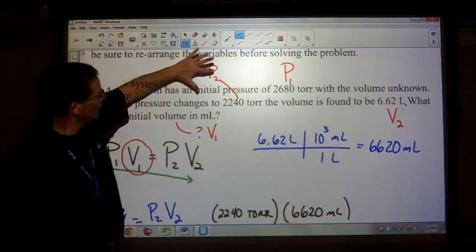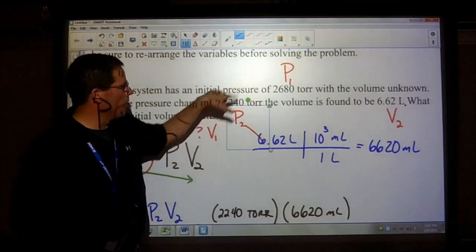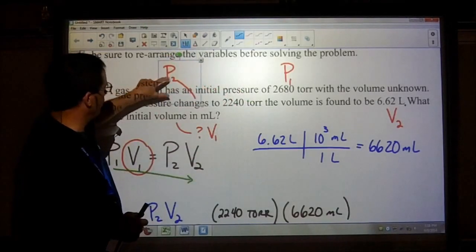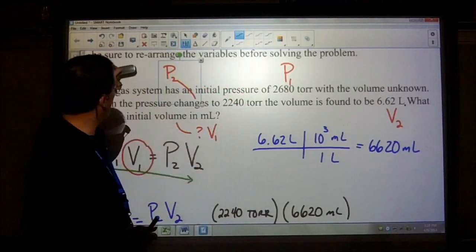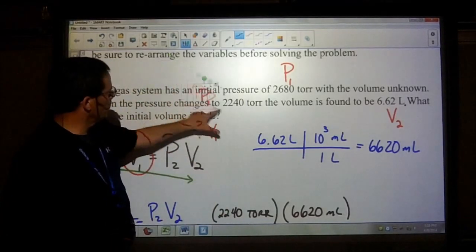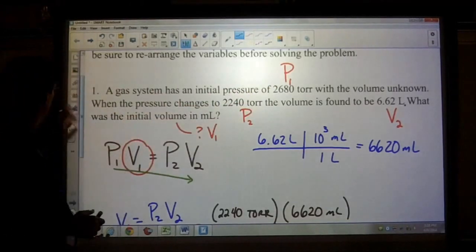It probably would have been a little better to put the P2 down there. That way I'm not looking at those two values by accident. As I look at it more and more, it probably was bad to label the P2 like that. Just put it right there. Okay, so that one represents P2, that one represents P1.